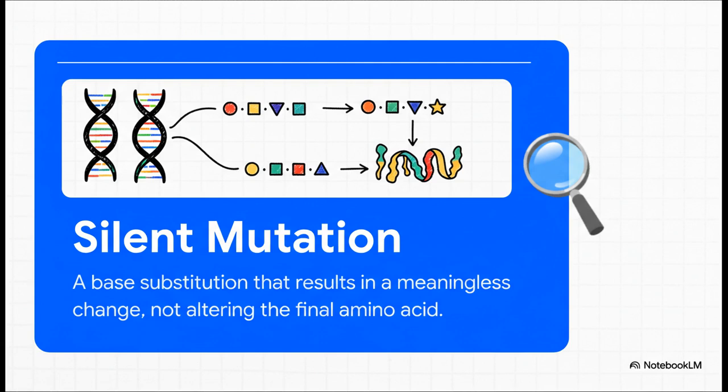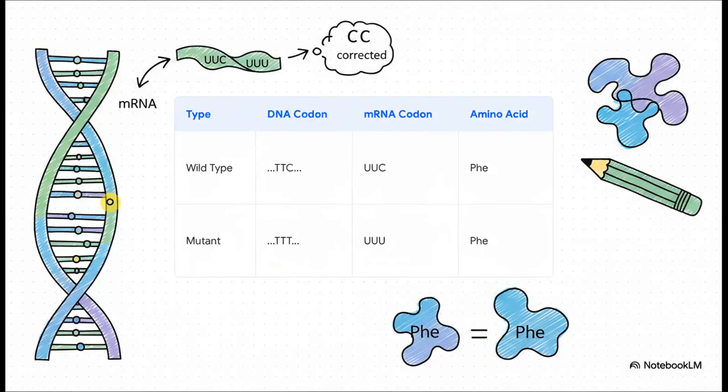So several different codons can call for the exact same amino acid. And this slide just shows it perfectly. Look at the wild type. The DNA codon TTC gets transcribed to the mRNA codon UUC, which codes for the amino acid phenylalanine.